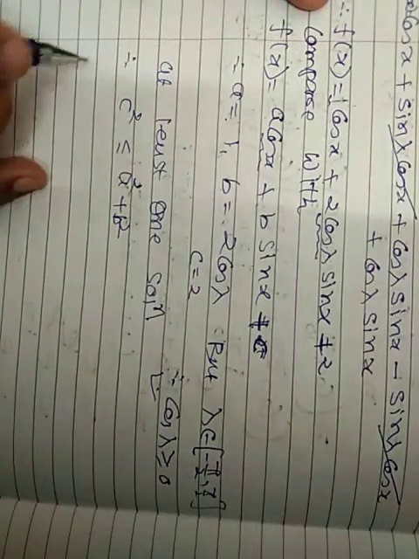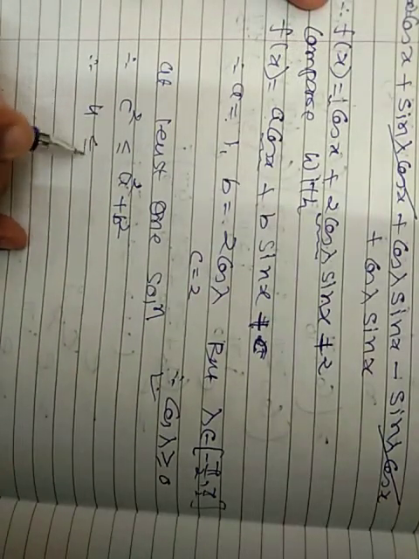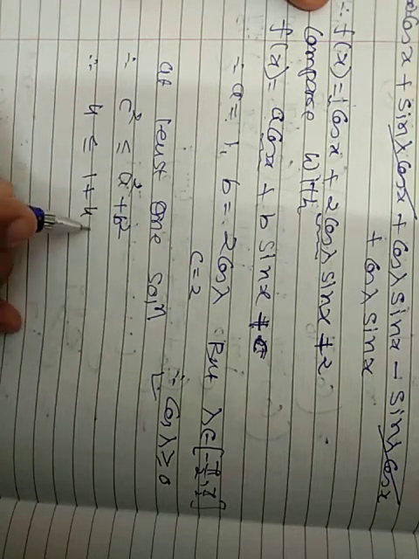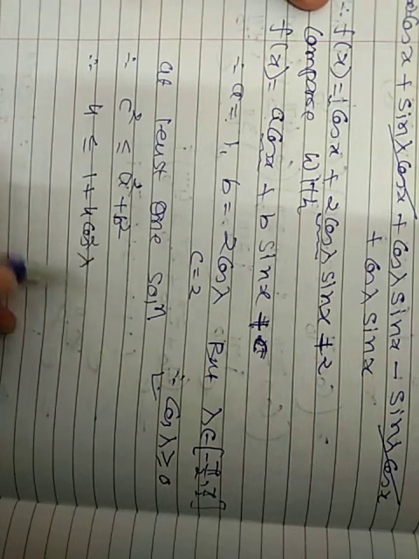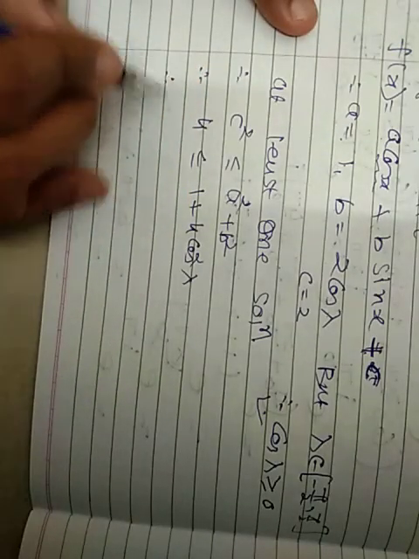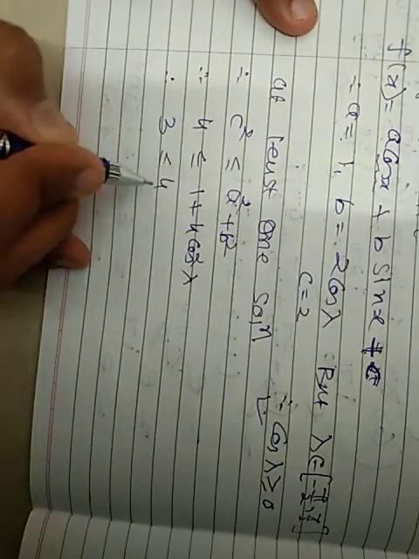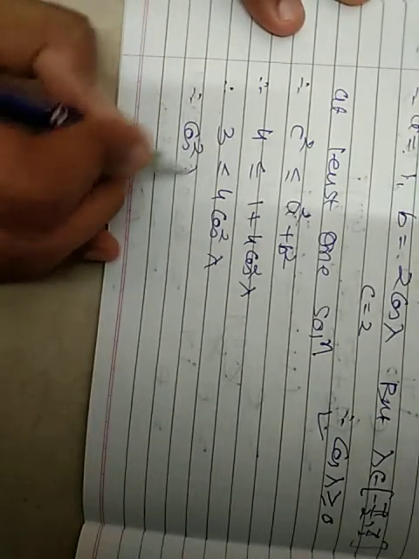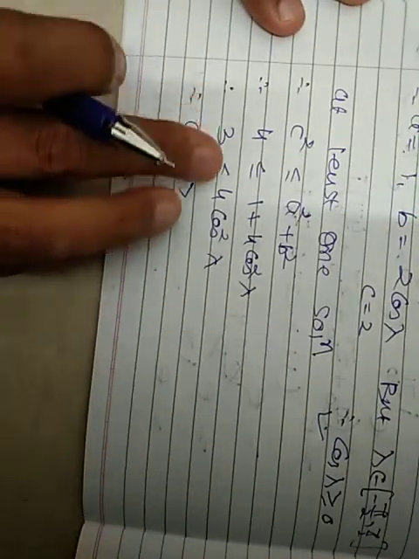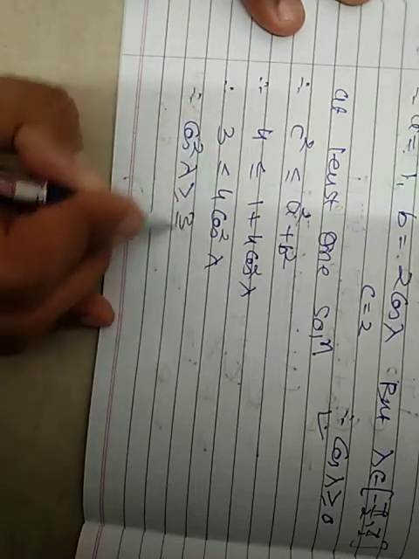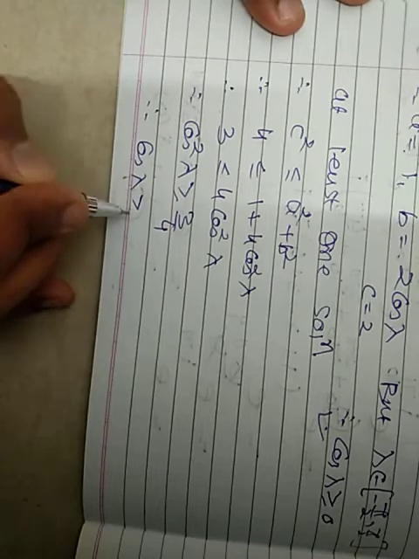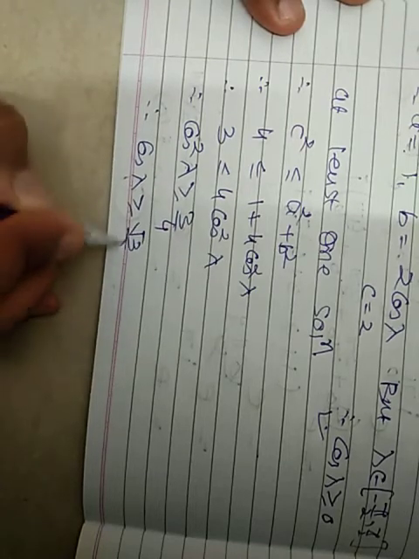Now c square equal to 4, less than or equal to a square, which is 1, plus b square, which equals 4 cos square lambda. Therefore 3 is less than or equal to 4 cos square lambda. Therefore cos square lambda is greater than or equal to 3 by 4. Therefore cos lambda is greater than or equal to root 3 by 2.